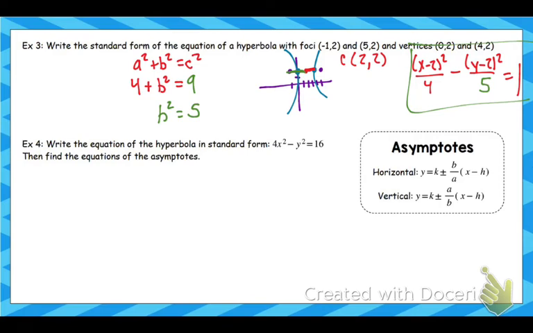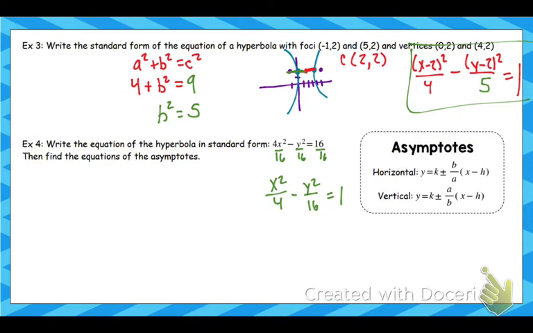All right, let's try to rewrite. We're going to go ahead and rewrite this in standard form, just like we did with ellipses. So in order to do that, remember, this has to equal 1. So we're going to divide everything by 16. Then I can reduce those fractions, and it's in standard form.